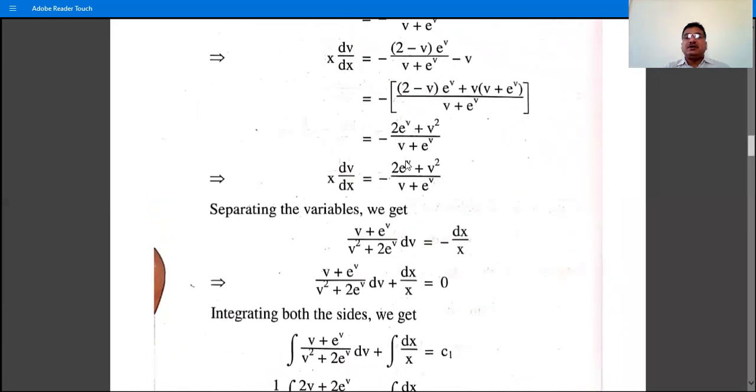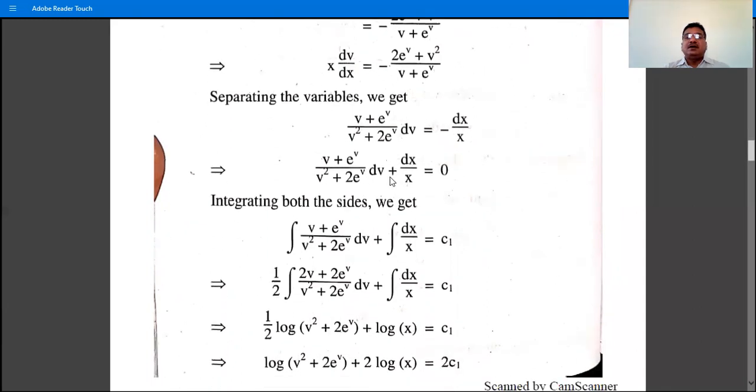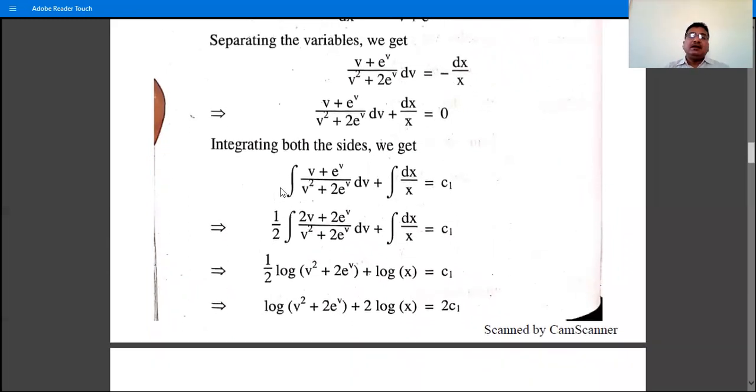So shift this quantity to LHS. So we have v plus e raised to v divided by v square plus 2 e raised to v dv is equal to minus, this minus sign, and then shift this x and dx to RHS. We have minus dx by x, and so by shifting this quantity we have plus dx by x is equal to 0, and integrating both sides. This is in the variable separable form.